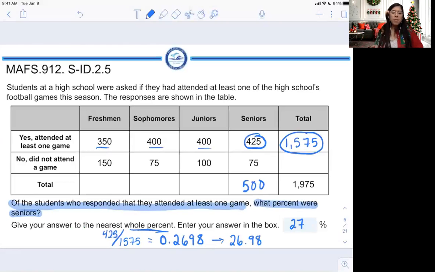Questions? This is all about reading carefully and picking the right two numbers. So any questions so far?